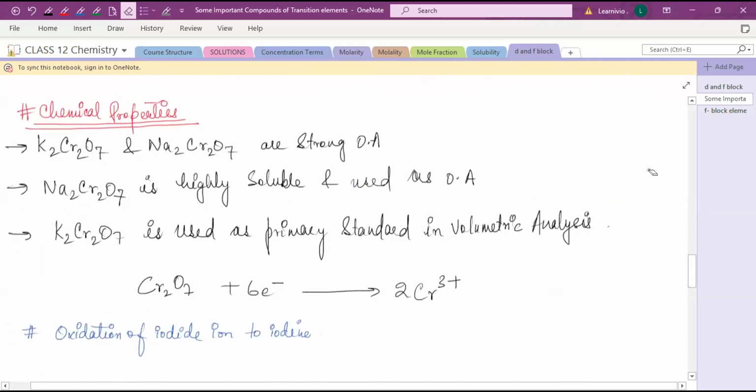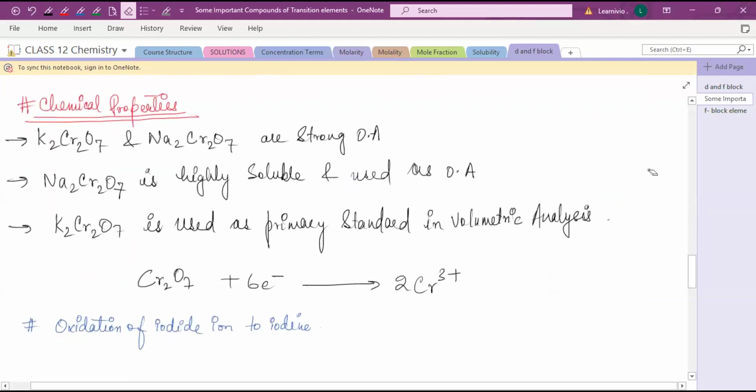Okay, next one is your chemical properties. Chemical properties of potassium dichromate. Potassium dichromate and sodium dichromate both are strong oxidizing agents. Both are strong oxidizing agents. So in any reaction, it will be used as an oxidizing agent.